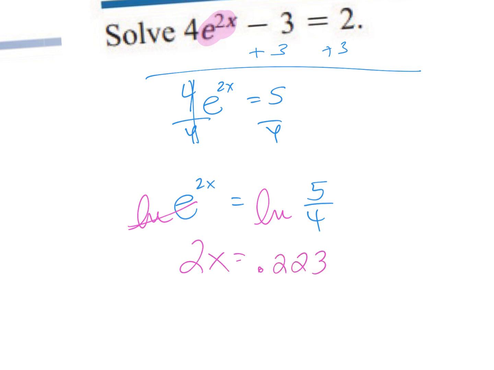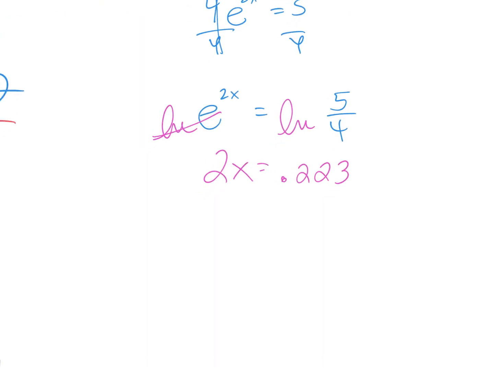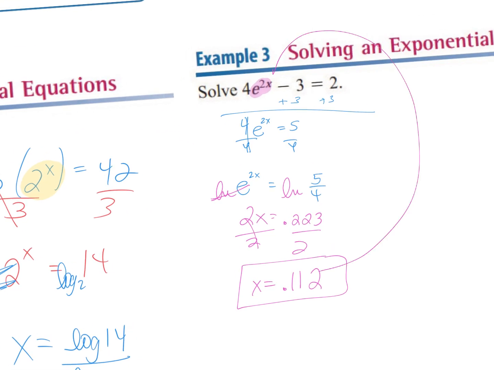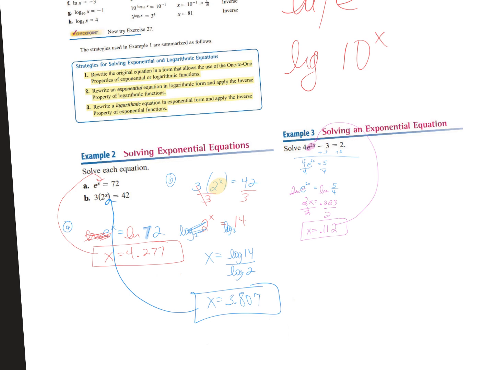0.223. All right. And then what's my next step? I'm going to divide both sides by 2 because I want just x. So x equals, what'd you guys get? 0.112. Okay. Now take 2 seconds, and what are we going to do with this? We're going to plug it right back in there. So hit 4, second ln, and then you have 2 times 0.112, and then minus 3. What'd you guys get? 2.0042. It's pretty close to the whole number 2. Okay, good.